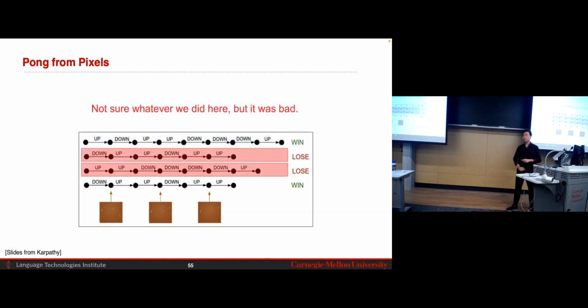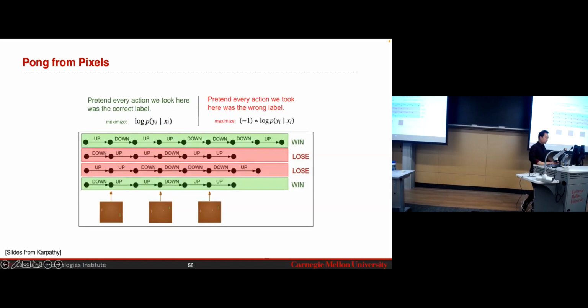And again, I'm not sure what I did in this sequence of actions that led me to losing, but it must be bad. So I'm just going to decrease all the actions in that trajectory, right? Just pretend every action we took in green was the right label. So I'm just going to increase those log probabilities, and assume that all actions that I took in this red trajectory were incorrect. So I'm just going to decrease all those probabilities.